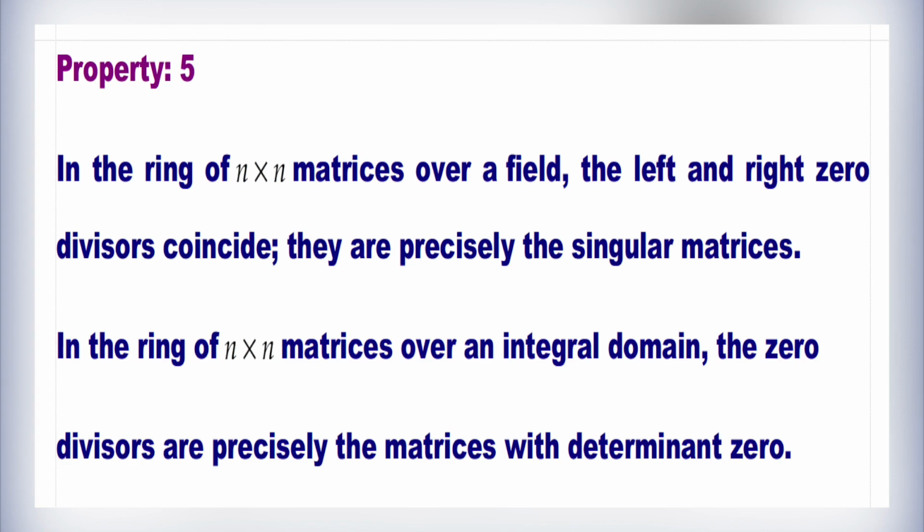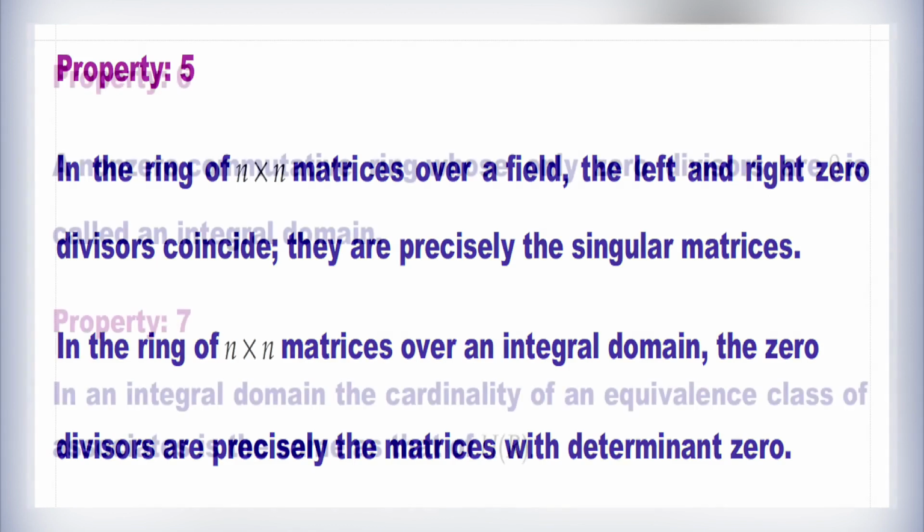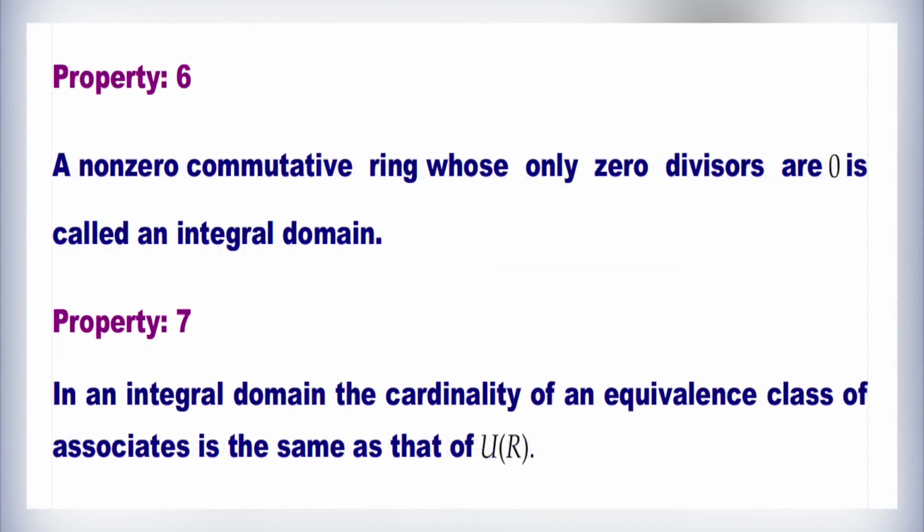Next, we are going to see some properties without proof. The first property is, in the ring of n by n matrices over a field, the left and right zero divisors coincide. They are precisely the singular matrices. In the ring of n by n matrices over an integral domain, the zero divisors are precisely the matrices with determinant 0. Second property is, a non-zero commutative ring whose only zero divisor is 0 is called an integral domain.